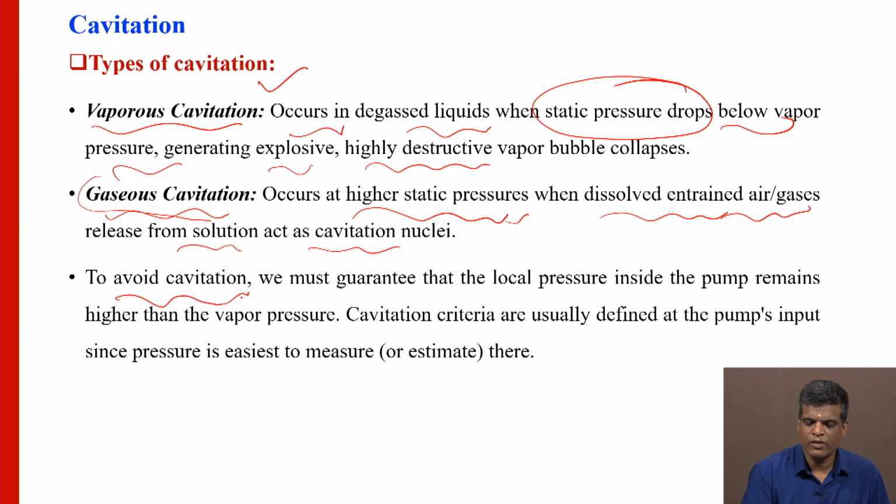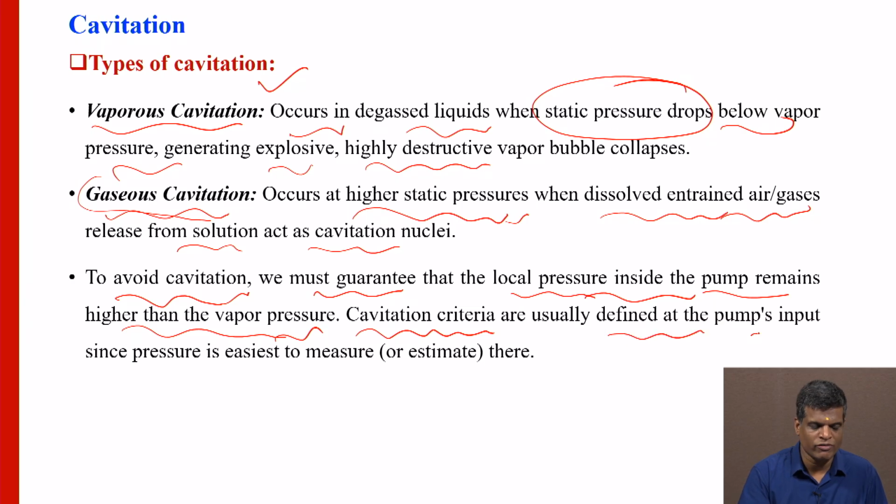To avoid cavitation, we must guarantee that the local pressure inside the pump remains higher than the vapor pressure. Whatever the local pressure inside the pump, it should always remain higher than the vapor pressure. The cavitation criteria are usually defined at the pump inlet, since pressure is very easy to measure because so many instruments are there to measure it. This point is very important.